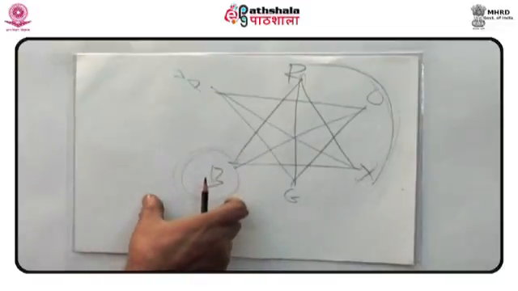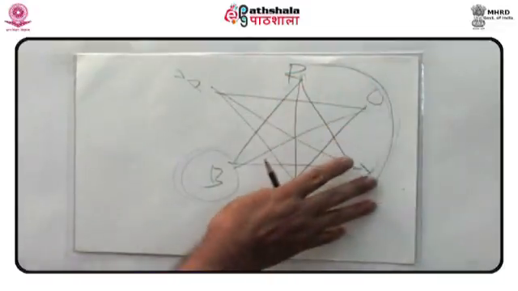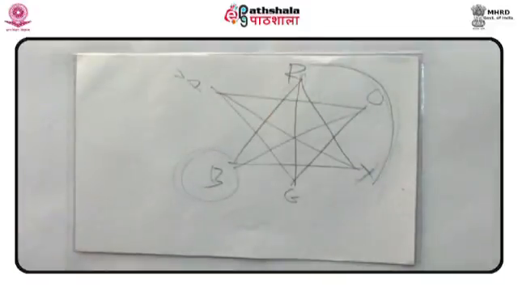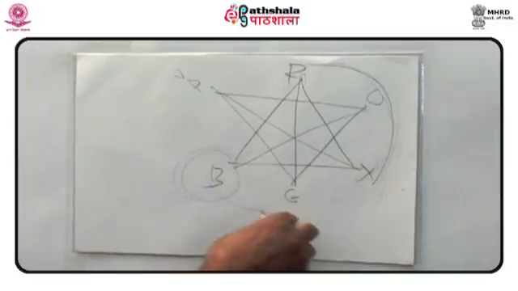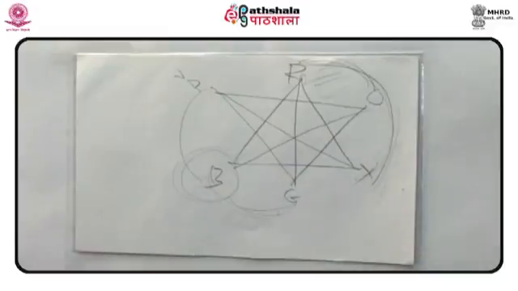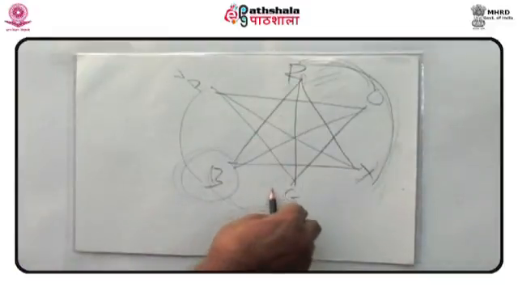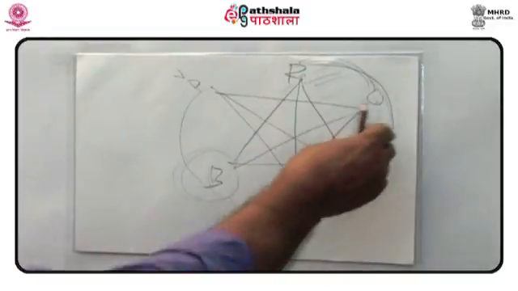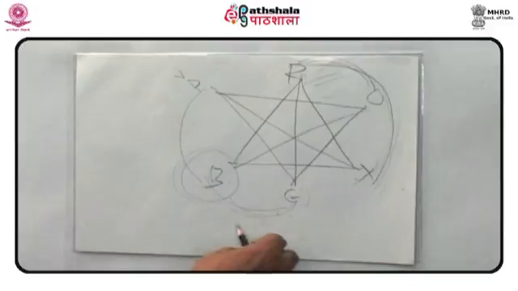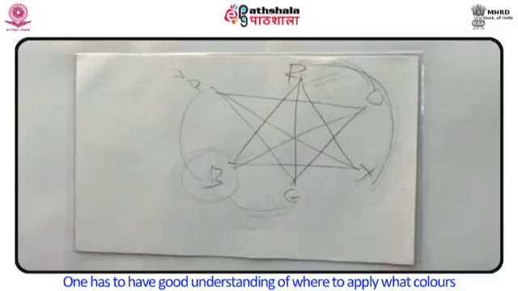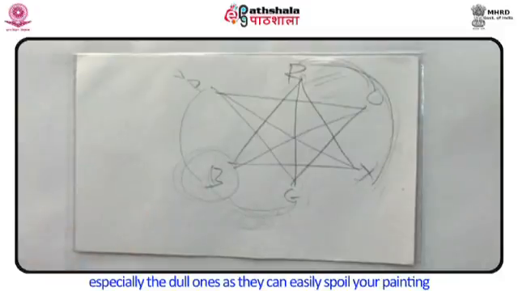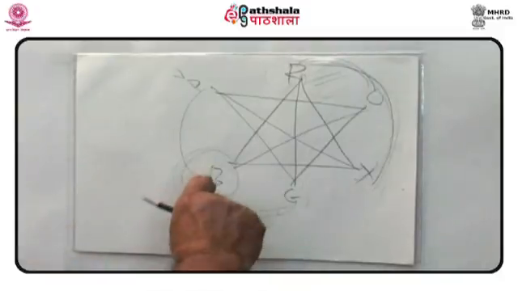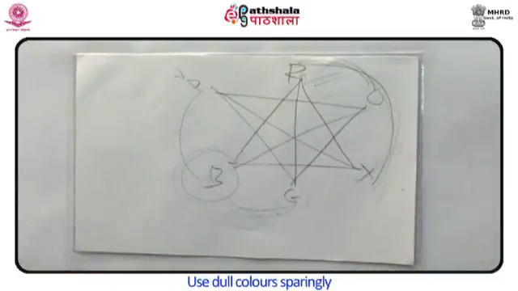While using complementary colors, remember you cannot mix any two complementary colors together, as mixing them produces a muddy, dull or uninteresting color, which may not be usable anywhere except where you really want dull shades. One has to have a good understanding of where to apply what colors, especially the dull ones, as they can easily spoil your painting. Use dull colors sparingly.